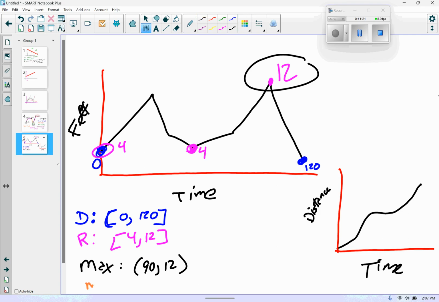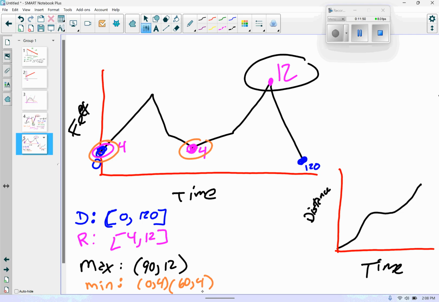And then a minimum value happened in here, and it happened here. What do you think? So here and here. So it happened at 0, 4, and it also happened at 60. So that 60 was the time, right? 60 minutes in, it went back to being 4 feet deep.